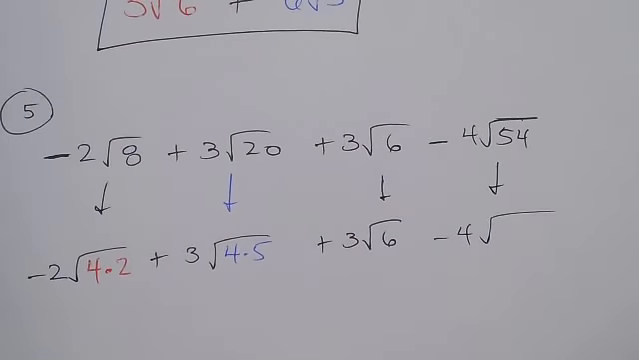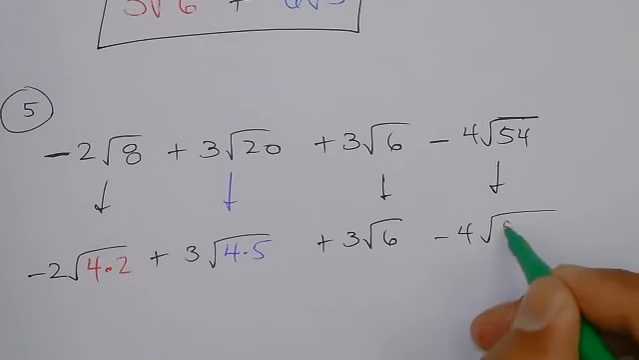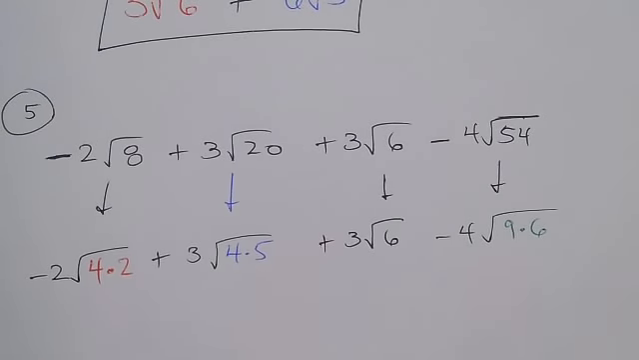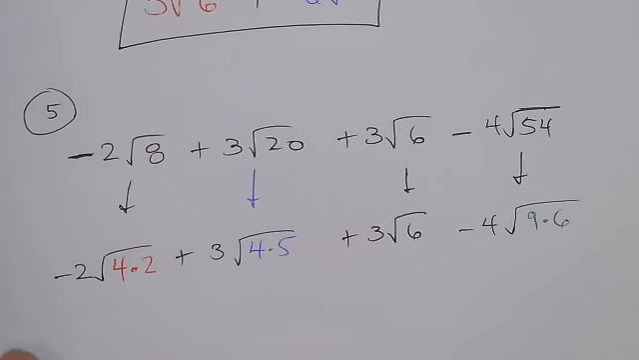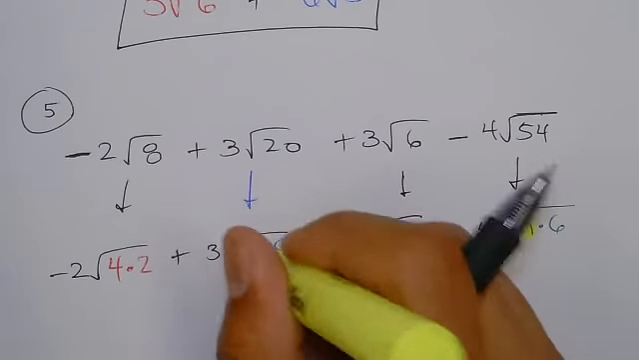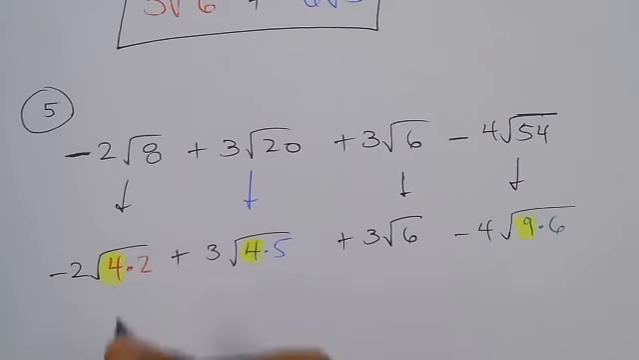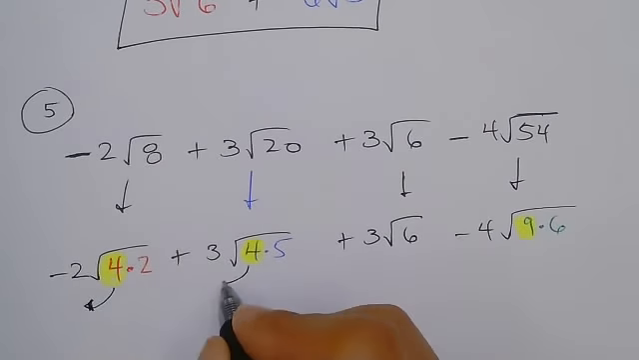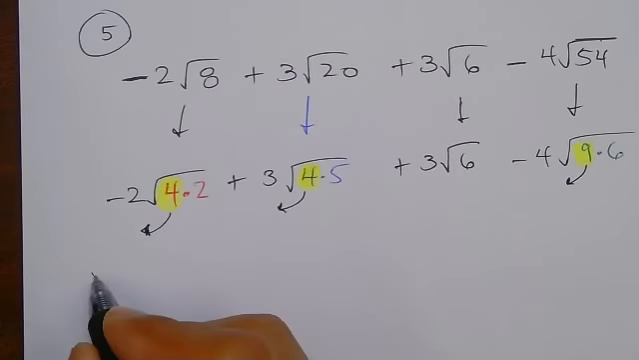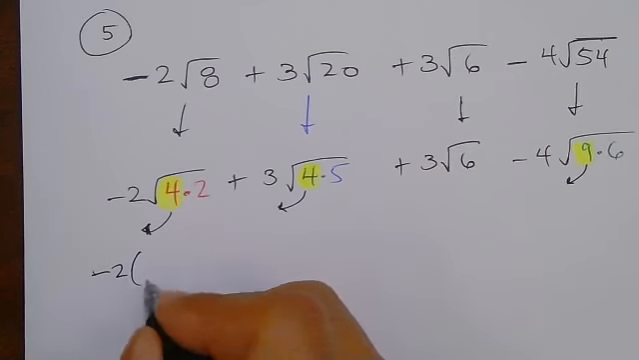And what about this one? 54, how do we simplify 54? 9 times 6? Correct. 9 times 6 is 54, correct. You got it? Okay. So the 9 has a perfect square root and the 4s have perfect square roots. But watch out when you square root them, this doesn't come out as a 4.